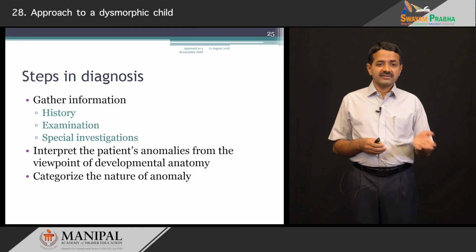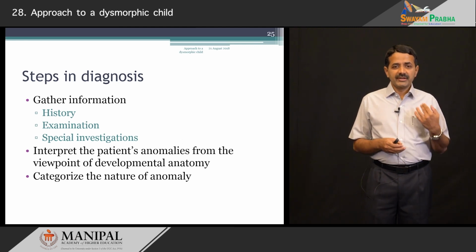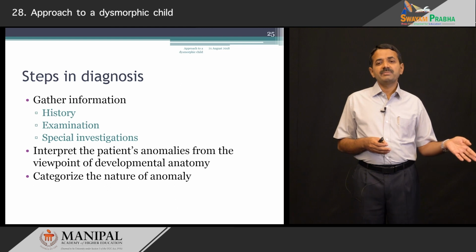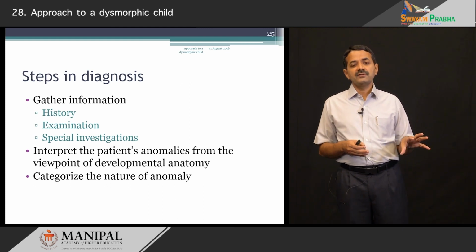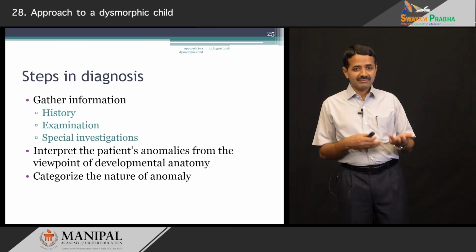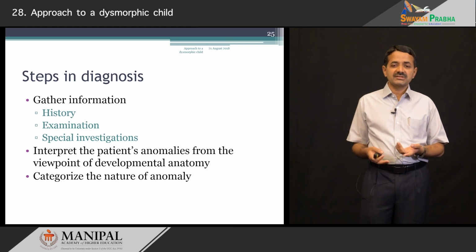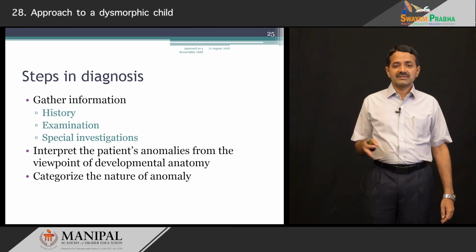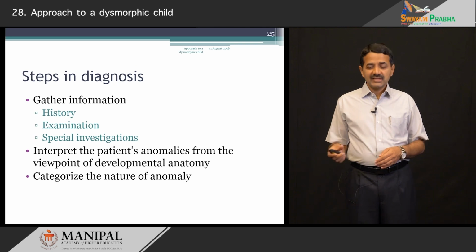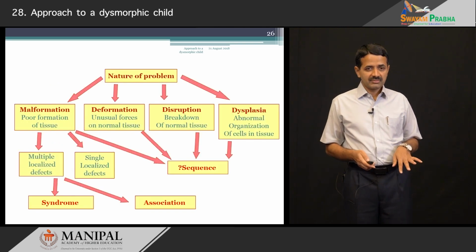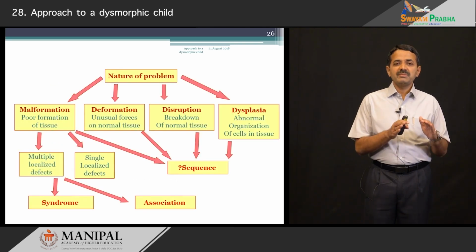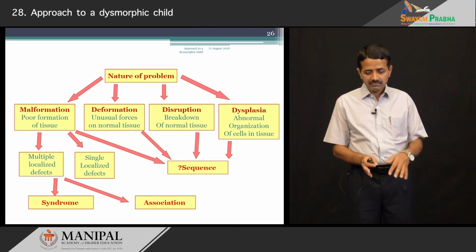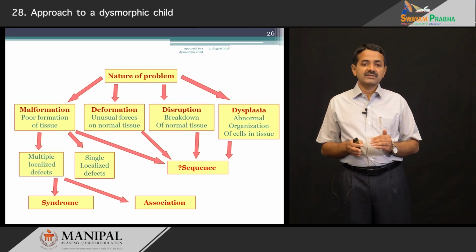sequencing of one or several genes to identify the particular condition, and then interpret the patient's anomalies from the viewpoint of developmental anatomy, whether it is a malformation, deformation, disruption, whether it is a syndrome or sequence or association. Categorize the nature of anomaly. I will show you in my next slide that the nature of the problem is usually characterized. Once you see them, you analyze what is the likely cause of the condition.